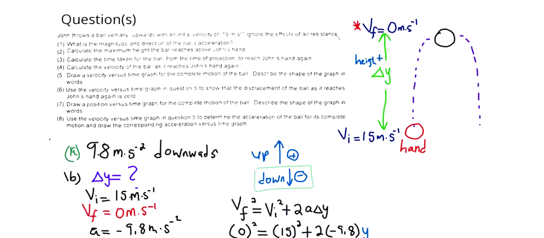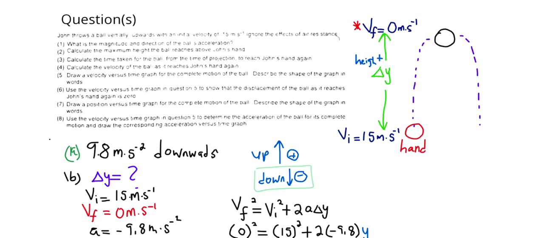And now we go to number 3. That's saying calculate the time taken for the ball from the time of projection. When it says from the time of projection, that's simply telling us from the time of it being released from John's hand, and then to reach John's hand again. So it means we calculate the entire time.